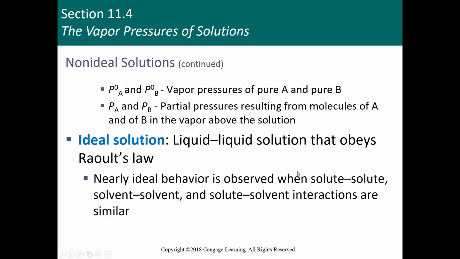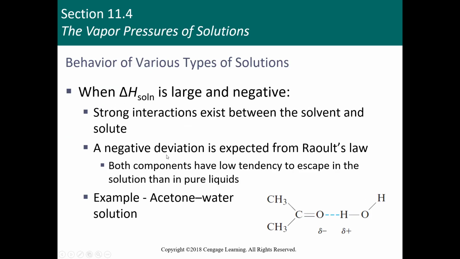Nearly ideal behavior is observed when the solute-solute, solvent-solvent, and solute-solvent interactions are all similar. The further you get from them all being similar, the less ideal the solution becomes. So if you have things that are very similar in their interactions, such as nonpolar with nonpolar, polar with other polar, you are going to typically see a very close to ideal solution that will obey Raoult's law.